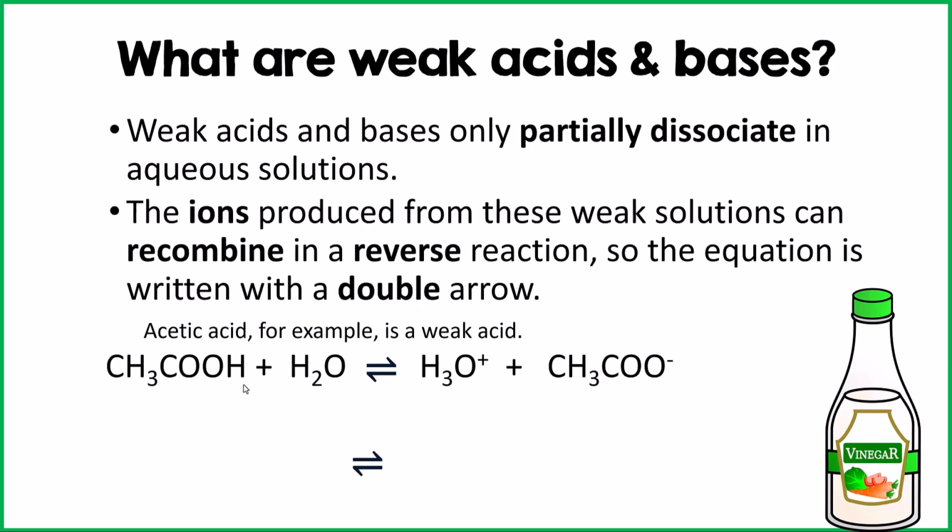Here's acetic acid. When it is combined in an aqueous solution, some of the acetic acid releases the hydrogen ion and forms the hydronium ion here and the acetic acid anion, but a lot of this acetic acid stays as it is without dissociating. And so this reaction occurs in both directions very regularly. And so it doesn't dissociate completely and fully. And so we consider that to be a weak acid.